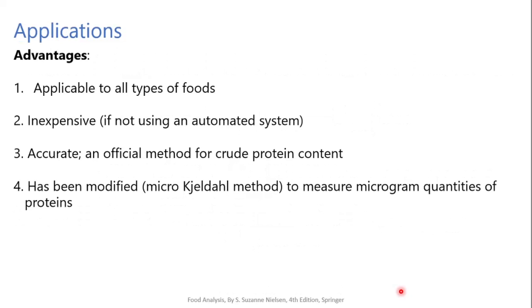Now what are the advantages of this method? This method is applicable to all types of food. This method is very inexpensive. It is accurate and is the official method for crude protein content estimation. It has been modified into the micro-Kjeldahl method, to measure microgram quantities of proteins.